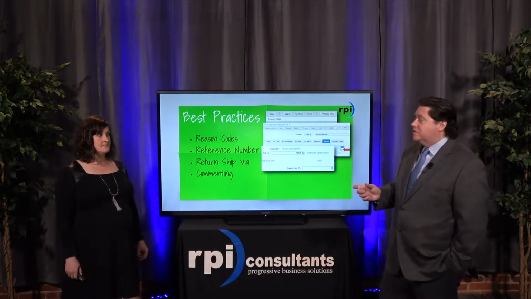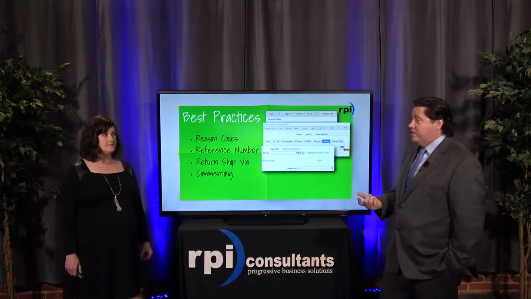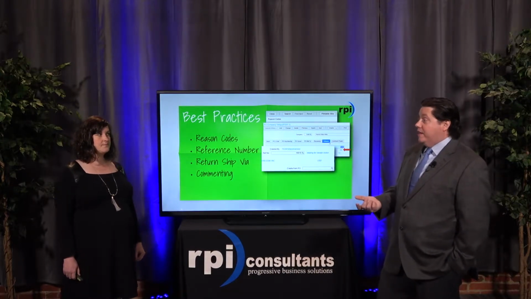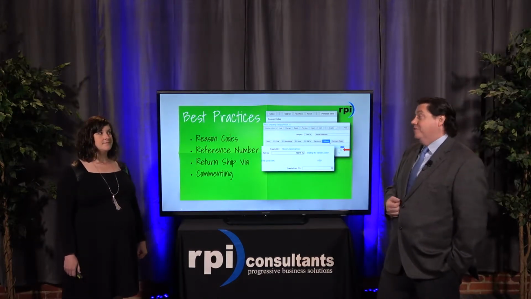So using the reference number, best practice would be to put the PO number in as the reference number so that AP, when they can get that credit, they can look at the reference, look at the PO, and actually find what they're looking for.